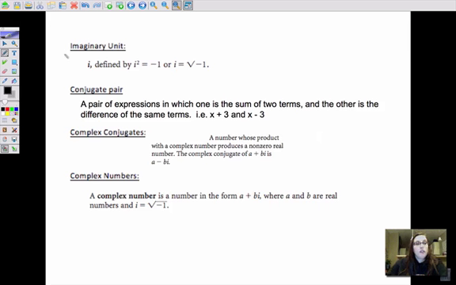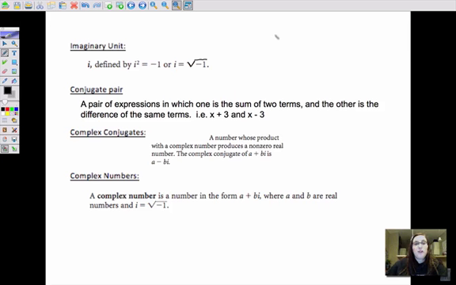So we've got 4 vocabulary words. Let me just go through these really quick and then you can write them down once I'm done. So the imaginary unit is the letter i. Okay, and this is defined by the fact that i squared equals -1, or that i equals the square root of -1. Okay, so those two facts go together, right? If you have i squared equals -1, you square root each side, you'll get i equals square root of -1. Okay, so we can find i by doing the square root of -1.